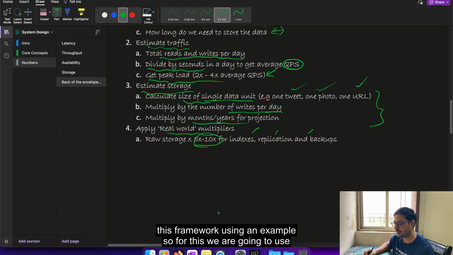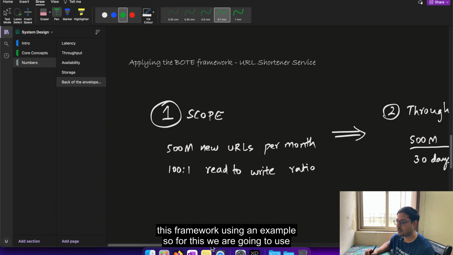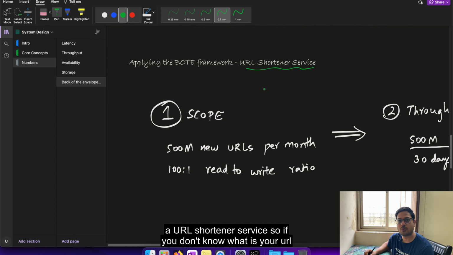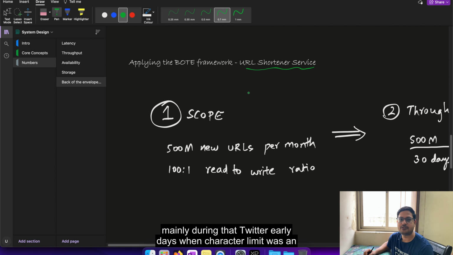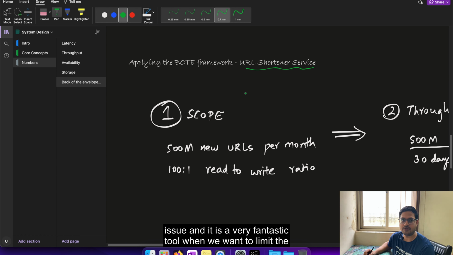Now let's try to implement this framework using an example. So for this, we're going to use a URL shortener service. So if you don't know what is a URL shortener, it is applications like Tiny URL or Bitly and so on, right? So we have a long URL, this string will be converted into a smaller URL, and this smaller URL, when we hit it, it will redirect to the main URL, right? So this was designed mainly during the Twitter early days when character limit was an issue, and it is a very fantastic tool when we want to limit the number of characters, right?